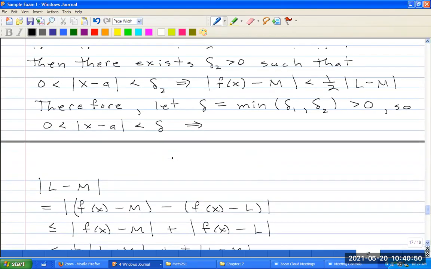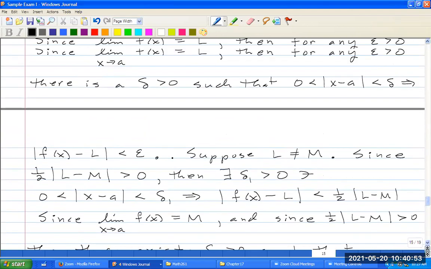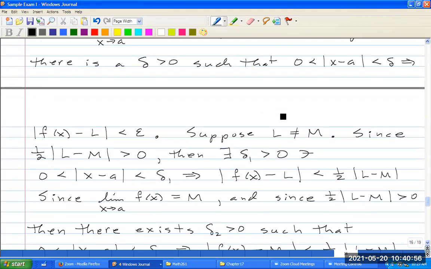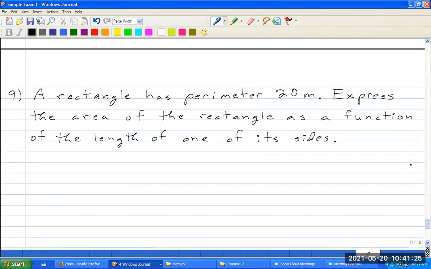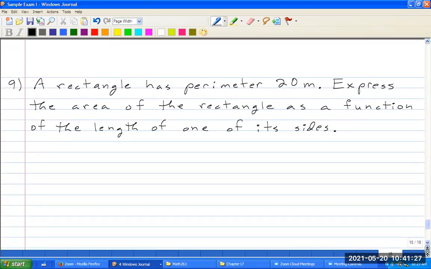So that contradicted my supposition that L was not equal to M. Therefore, L must equal M. Otherwise, we get a contradiction. And so I've shown that L is equal to M, and so I'm done. Okay, so that proves that. Any questions on that?